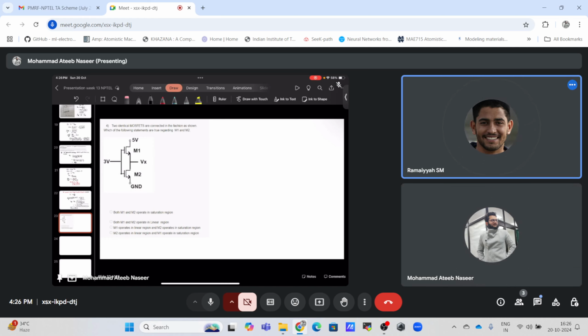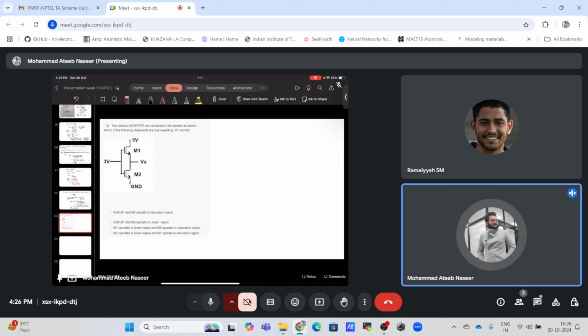Sir, is the linear mode and the deep triode both the same? Actually, there is this confusion, or ambiguity, in the terminology. That's why I always use non-saturation, and then the saturation.